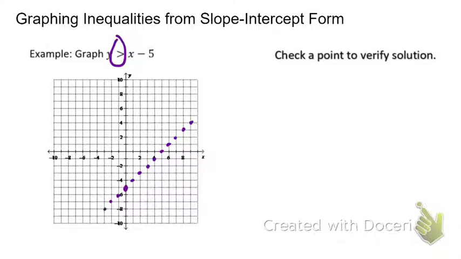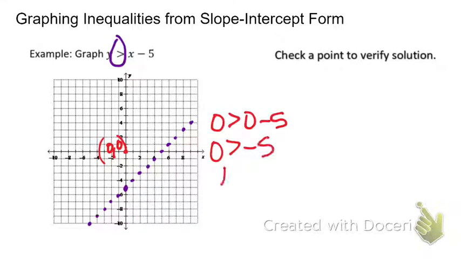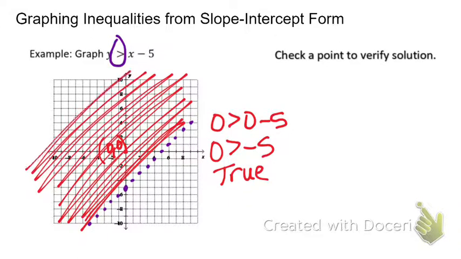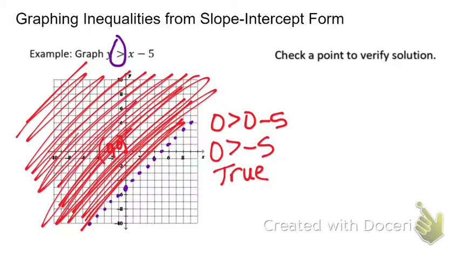And then I'm going to decide, should I be shading above or below that line? Well, greater indicates that it should be above, so I'm going to pick a point above. In this case, I will pick 0, 0. And then I would have 0 for y is greater than 0 for x minus 5. So that 0 is greater than negative 5, which is true. That point does work. That means all of these points above this line of x minus 5 should create a y value greater than x minus 5. So that's my solution set. So this is how you would graph from slope-intercept form.